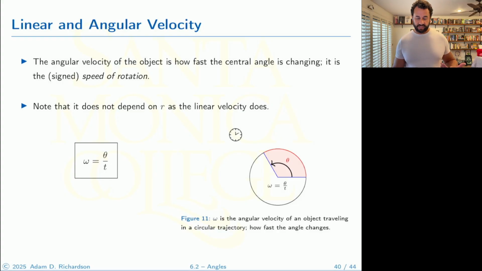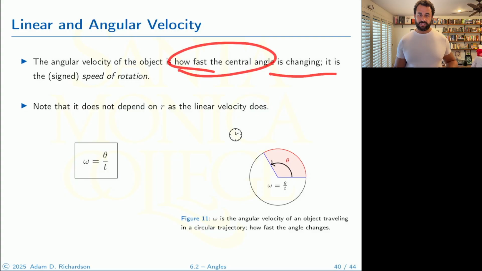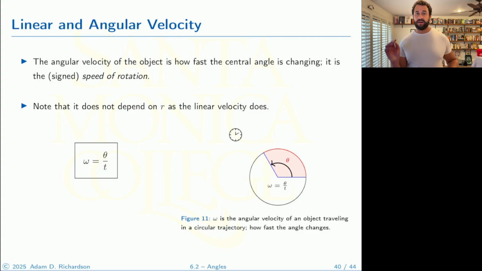The angular velocity is how fast the central angle is changing. That's the difference here. This is quite literally the speed of rotation. This isn't how fast the object would fly off if it left the circle. This is how fast the angle is changing. It's like the speed of rotation. Notice that it does not depend on r the way that linear velocity does, and I'm going to explain why in just a minute.